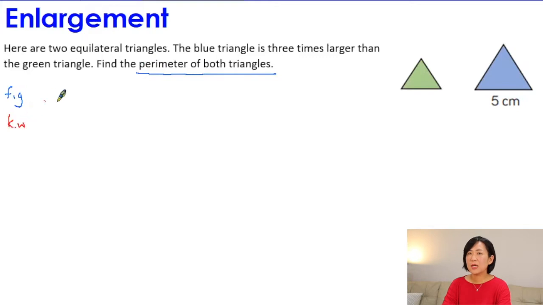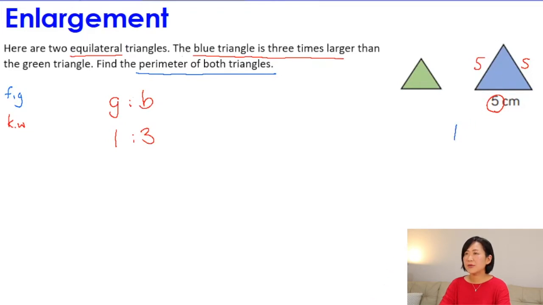Then let's see our keyword. Both triangles are equilateral triangles. That means all the sides are the same. Then you can see one side is 5. That means all the sides of the blue triangle are 5. Then we can also notice the ratio of green triangle to blue triangle: when green triangle is 1, blue triangle is 3 because it's 3 times larger. So it's 1 to 3.